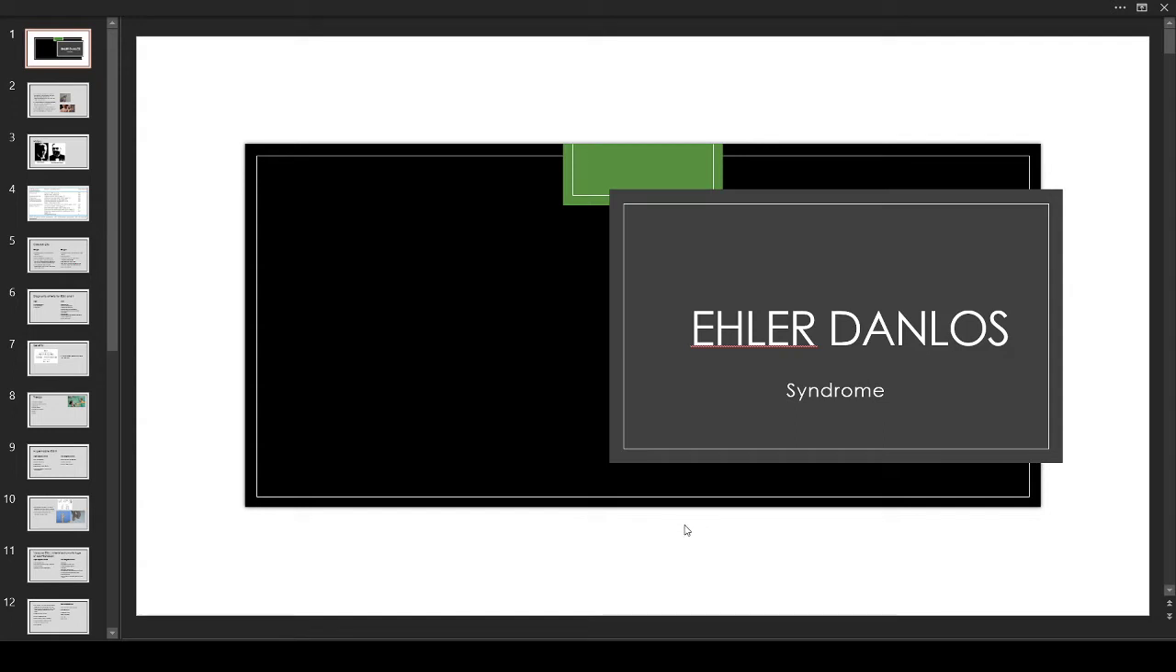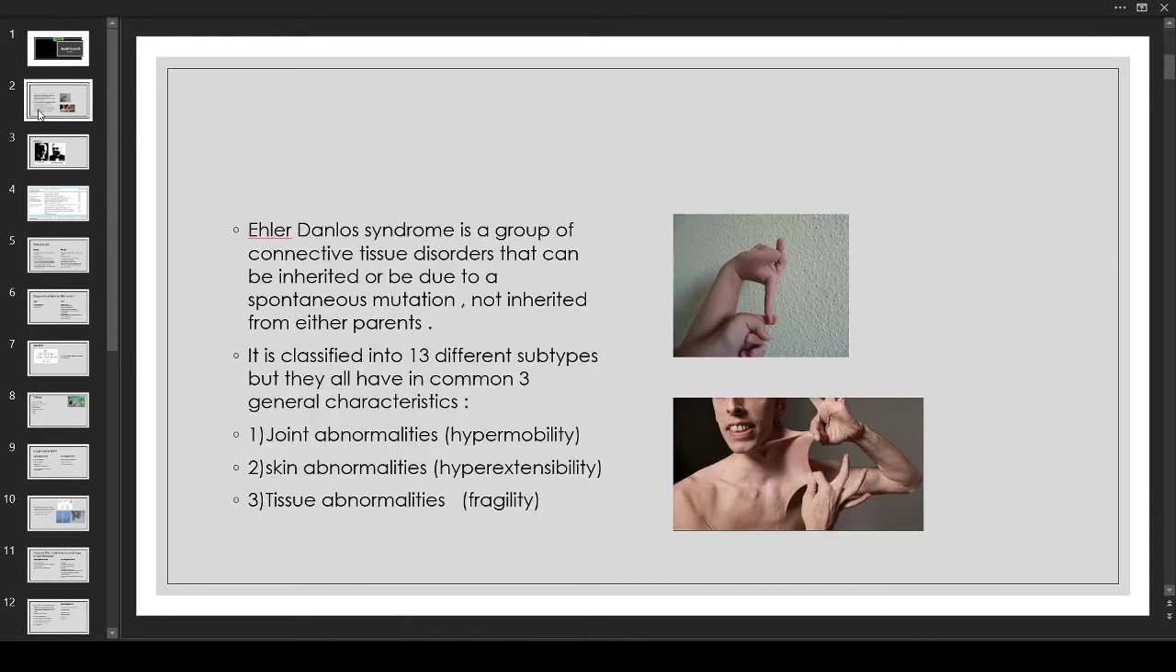And it is subdivided into 13 different groups, all of which share 3 specific characteristics. They are more prevalent in some subtypes more than others, yet they are still present, which are the hyperextensibility of the skin, hypermobility of the joints, and tissue abnormalities. As you may see here in this exhibit, the hypermobility of the finger joints and the hyperextensibility of the skin.